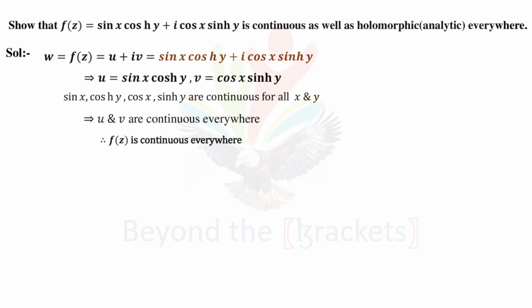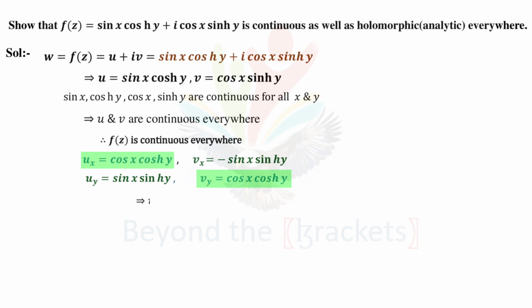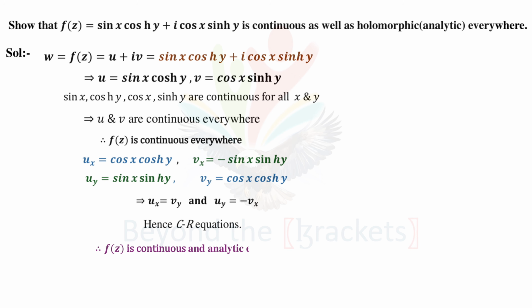Further, the partial derivative of u with respect to x: cos hy is constant, differentiation of sin x will be cos x. Partial derivative of v with respect to x: sin hy will be constant, differentiation of cos x will be minus sin x. Partial derivative of u with respect to y: sin x will be constant, differentiation of cos hy is sin hy. Partial derivative of v with respect to y: cos x will be constant, differentiation of sin hy will be cos hy. Clearly, ux is equal to vy and uy is equal to minus vx. Therefore, the CR equations are satisfied and the partial derivatives are continuous everywhere. Therefore, f of z is analytic everywhere.